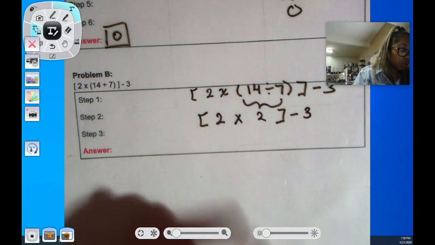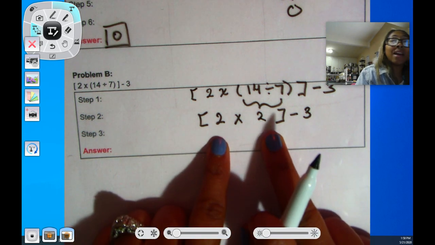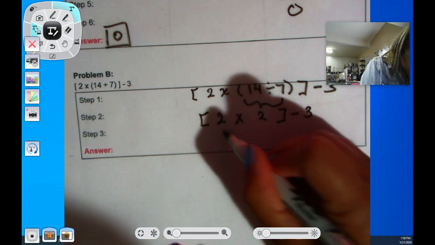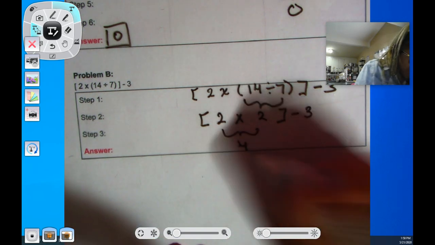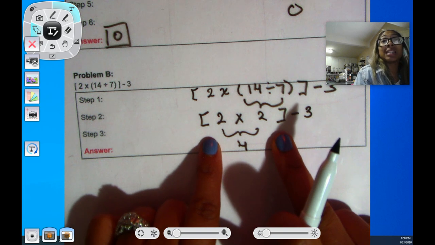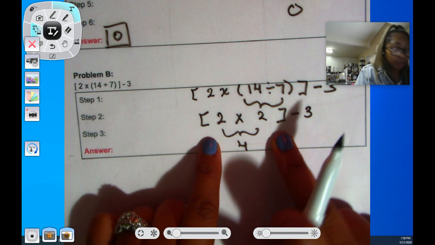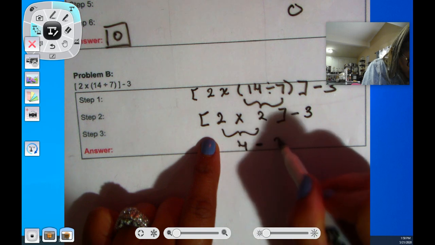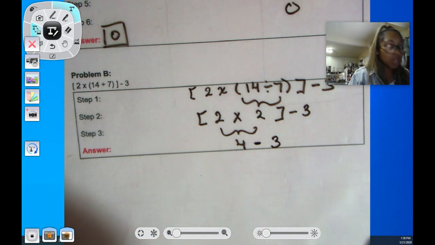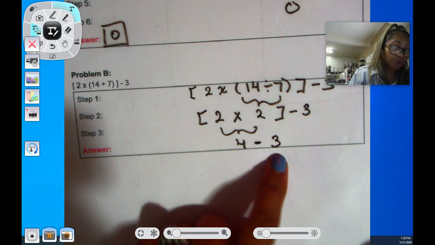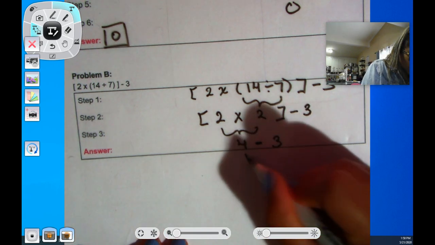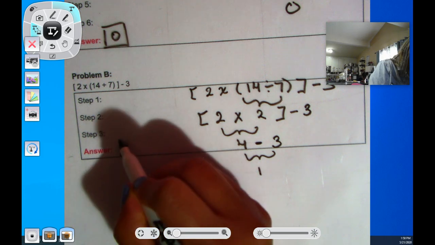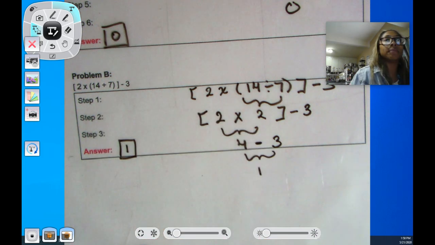So let's continue. We can't remove the brackets until after we evaluate what's inside. We've got 2 times 2. That gives us 4. Now that we've evaluated everything inside of the brackets, those brackets can disappear. And we can just bring down the subtraction symbol and the number 3. So now we have 4 minus 3. That gives us a difference of 1. So our final answer for problem B is 1.